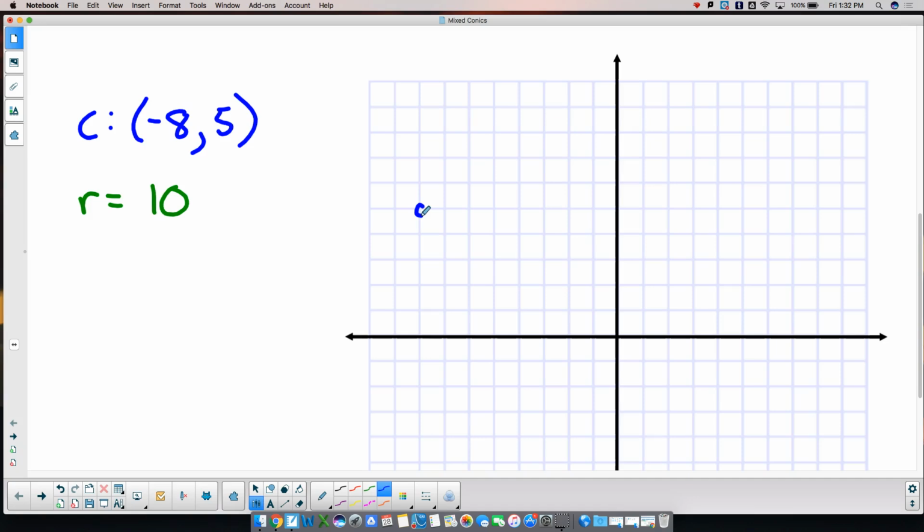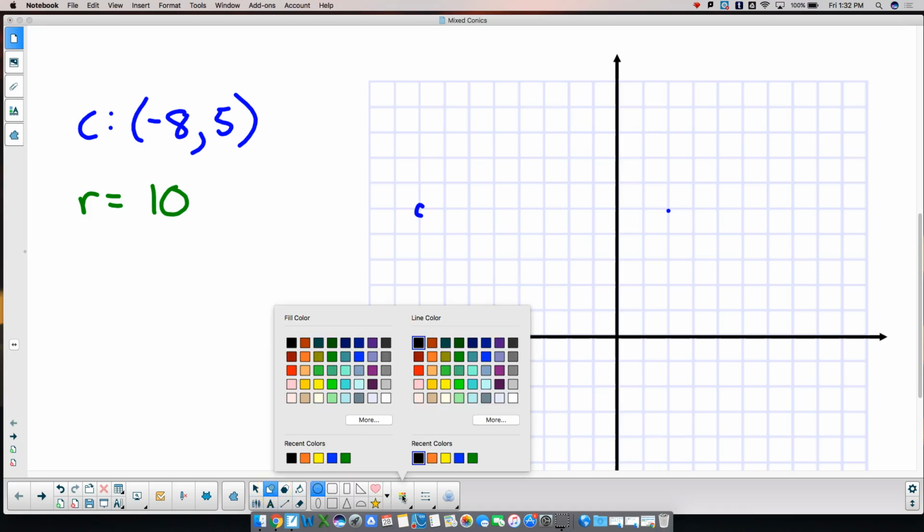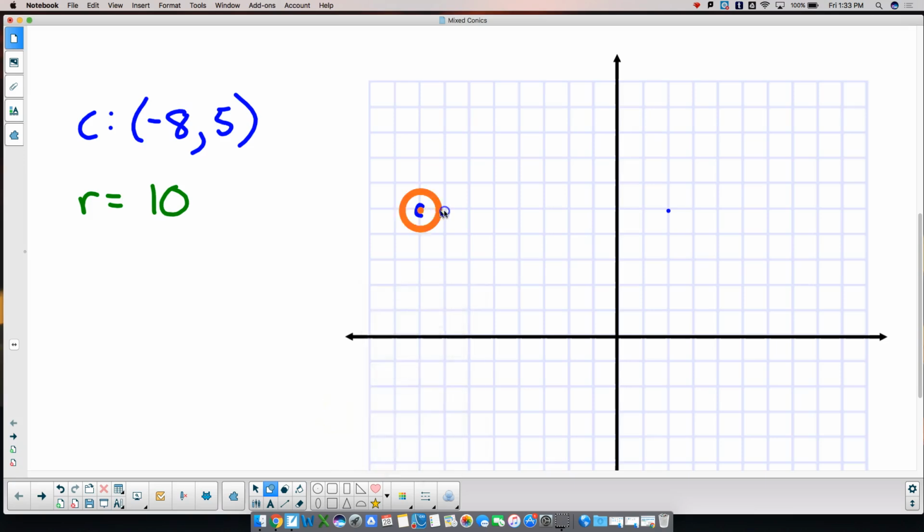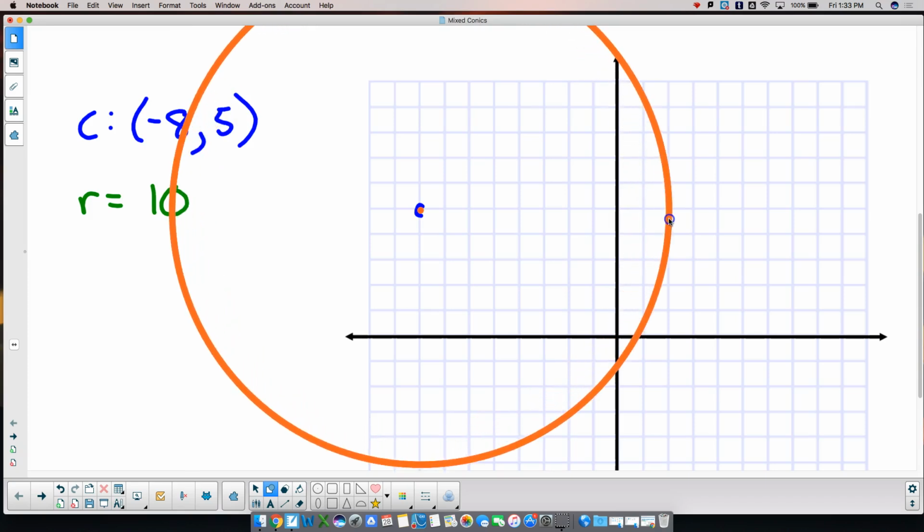My radius of 10 means that I'm going to go in every direction 10. 1, 2, 3, 4, 5, 6, 7, 8, 9, 10. I'm going to go out to there. Now for me, I have one of those fancy-dancy line tools. I'm going to make it a little thicker, and then we're going to go up here, and there is our circle. You try and draw it as best you can, but then that is that.